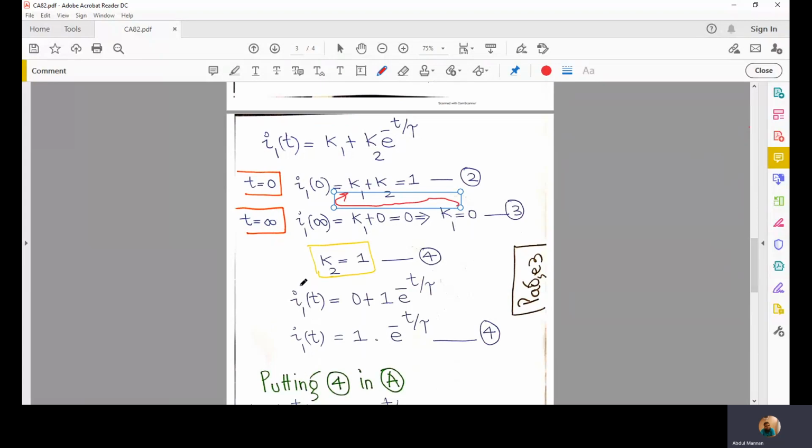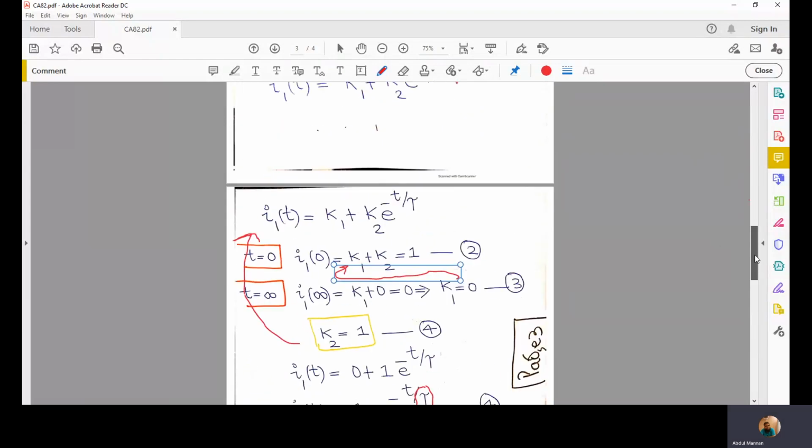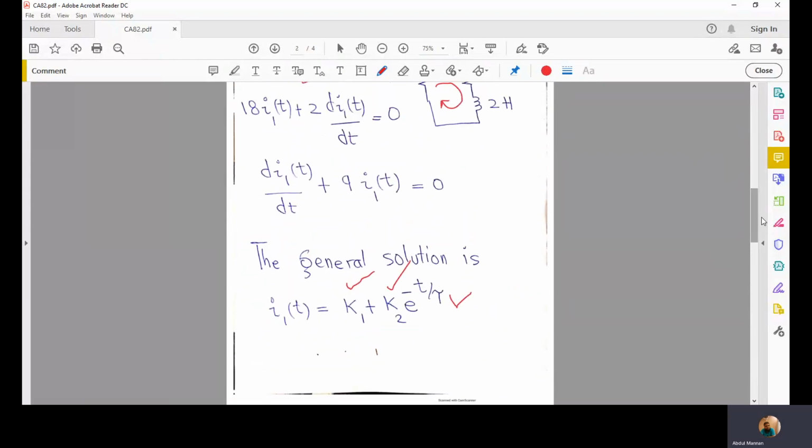And then we'll put k1 and k2 in this equation for I1 of t. I1 of t becomes 0 because k1 is 0, plus k2 is 1, e to the minus t over tau. So we have computed 2 of the 3 unknowns. The only unknown left is tau. How do we compute tau? We'll put the computed value of I1 of t in equation number 4, our original equation. This is equation A.